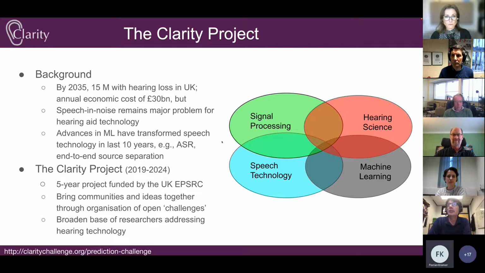In the diagram on the right, I'm showing that solutions to this problem demand expertise from signal processing, from hearing science, from speech technology, and from machine learning. A lot of these research areas are actually quite balkanized. We have separate workshops, separate conferences. We want to start conversations. We want these challenges to be bringing people together.